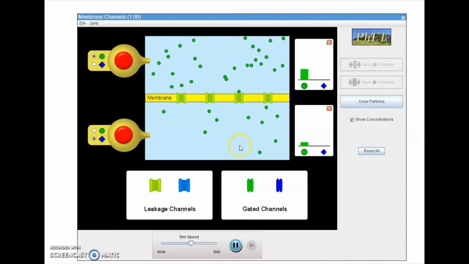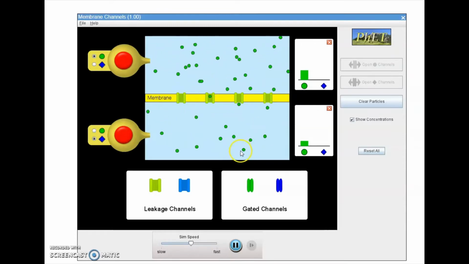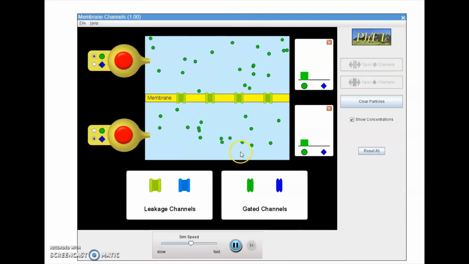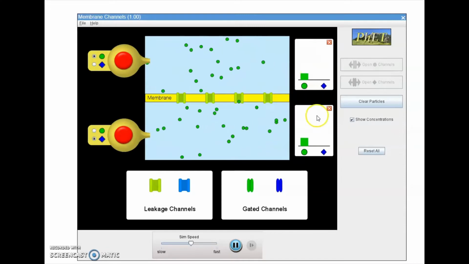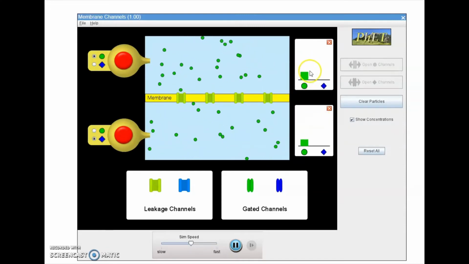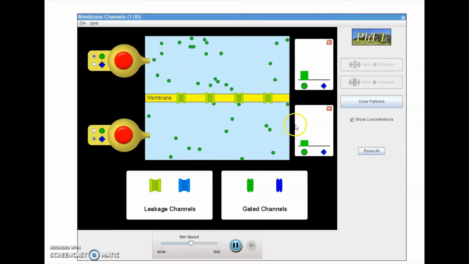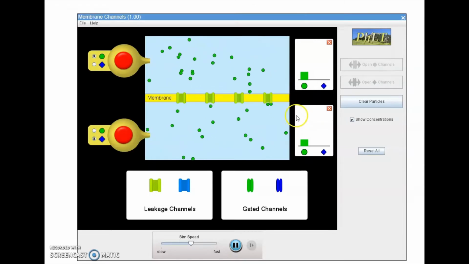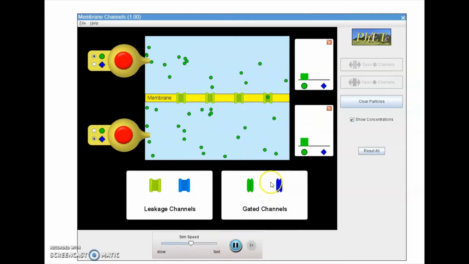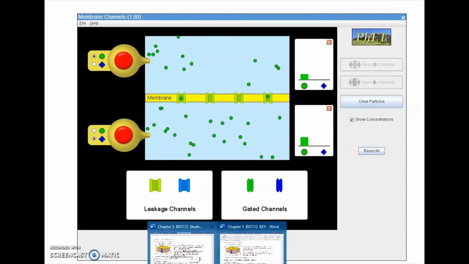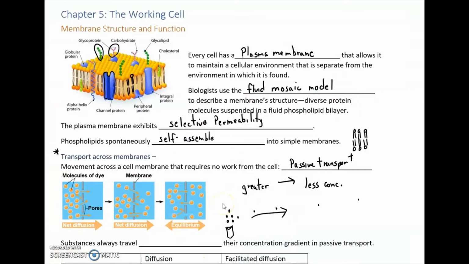And as you'll see, initially, more molecules will move down than move up because there's a greater concentration of the green balls on the top. Eventually, I think it's already happened, we have about the same amount of green on the top as we do on the bottom. And we've reached equilibrium. So let's see how this works in the cell. There we go.